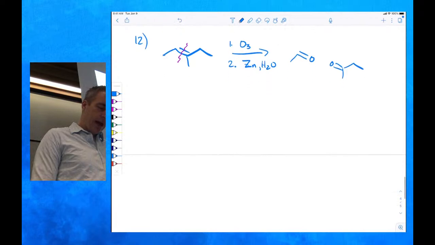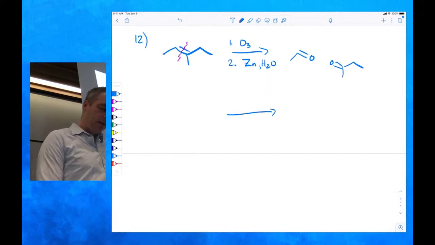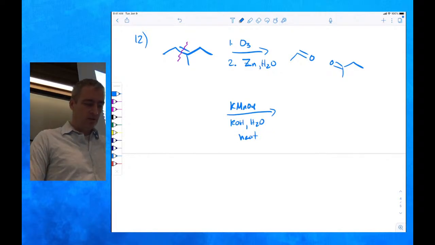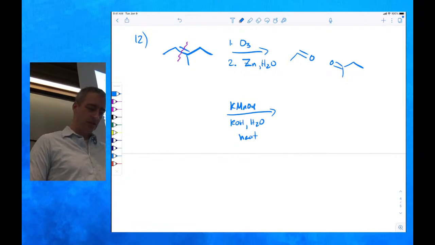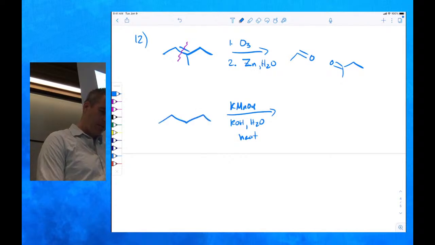We looked at a variation of this. Instead of using that, if you used KMnO4 with base, like KOH, water, and you heated the thing, do it hot, this will do a cleavage too, but this is a little more aggressive. And this will also oxidize CHs. So what it would do in that example, again, it breaks the bond.